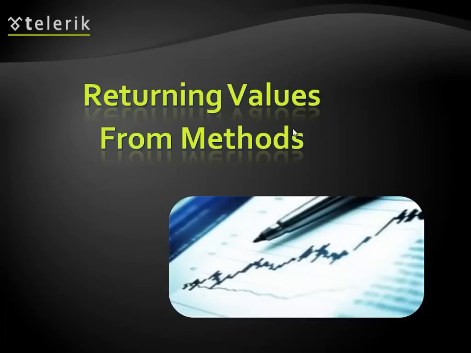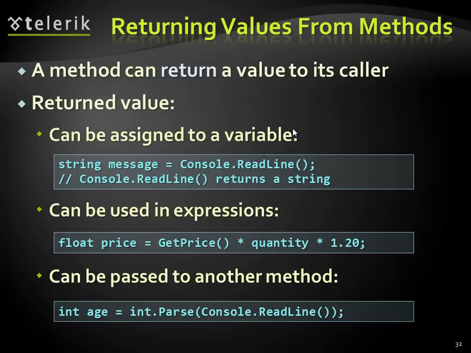Yeah, not all the methods, but many of them will be returning values. That means they'll be doing something and they'll be returning something to the caller. Yeah, we know this example. We have the readLine method. It returns a value of type string. So we can take this value and assign it to a variable like we're used to. Or we can take this value and put it in another call, for example in parse, like we're used to.